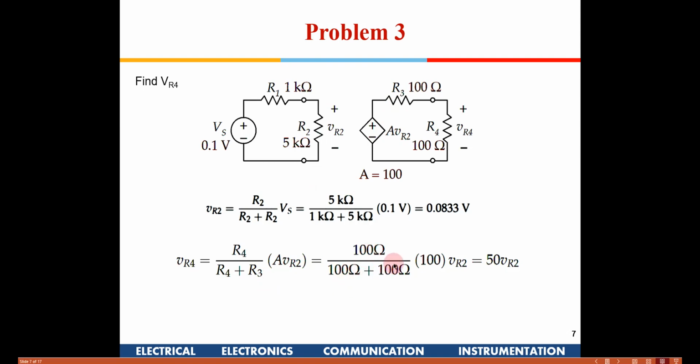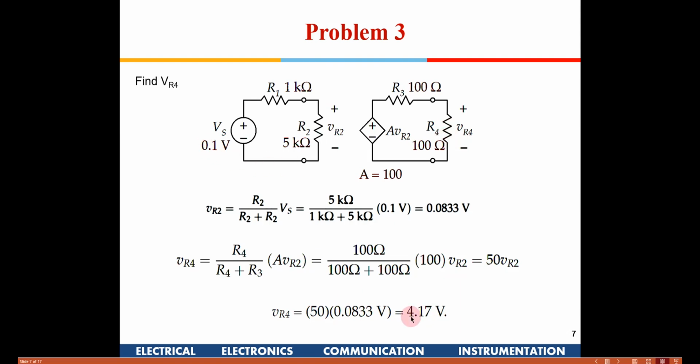So you substitute these values, you get 50 VR2. And here we already computed the value of VR2. If you put that value, you will get the output voltage. So it is 4.17 volts. That is the output voltage which is available.